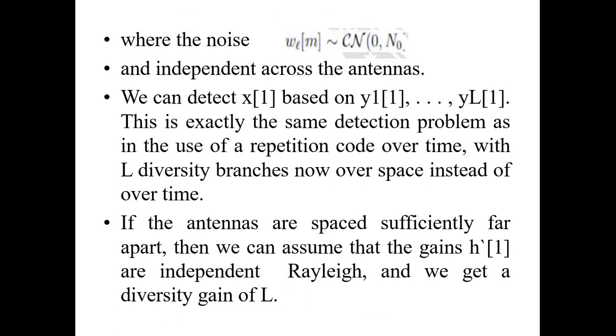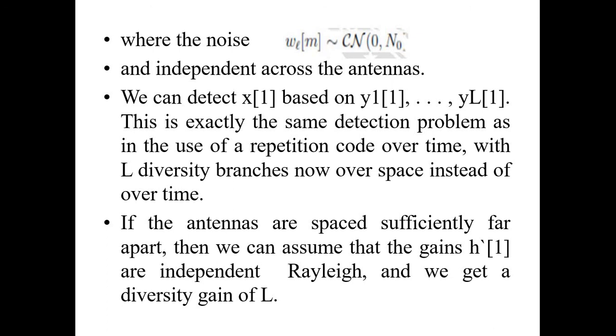We give more importance to receiver diversity, because the signal travels through different pathways on the channel, with different multipath propagated signals and a lot of obstacles. One more thing is noise. The noise element we write as w[m], which is complex Gaussian CN(0, N0), considered independently for each antenna.